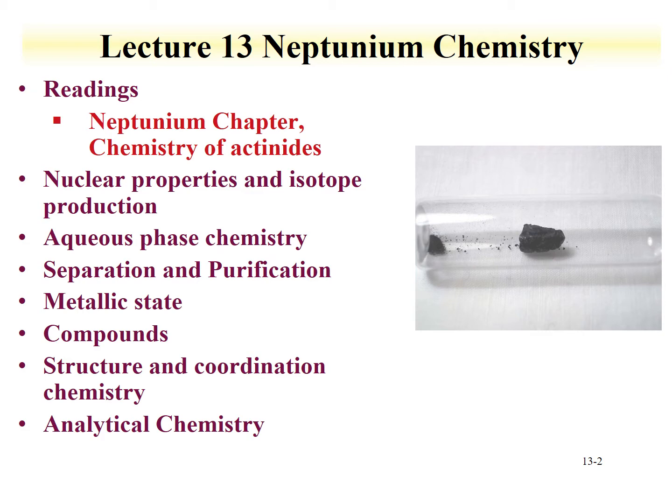This +5 oxidation state is similar to the uranyl in as much as you have a linear cation with the two oxygens like the uranyl. This one will be the neptunyl. We're going to talk about the separation and purification of Neptunium. And we're going to see that the oxidation state plays a role in the separation and purification.